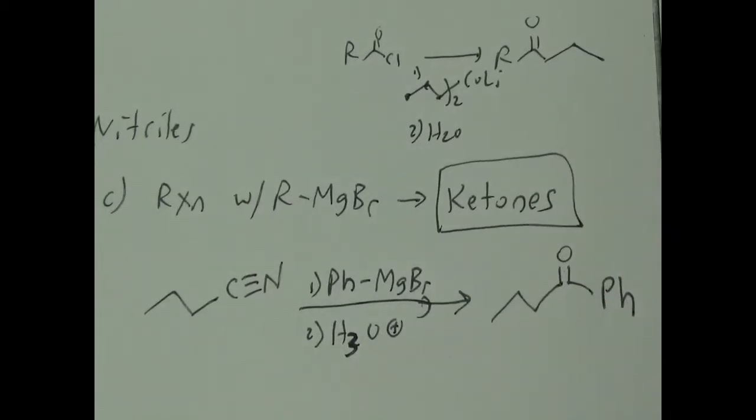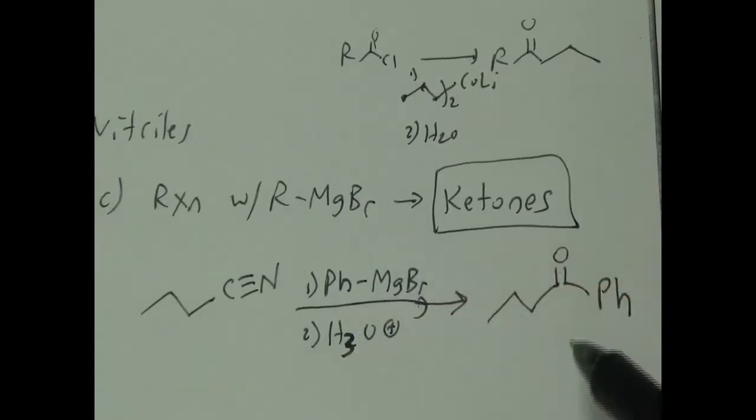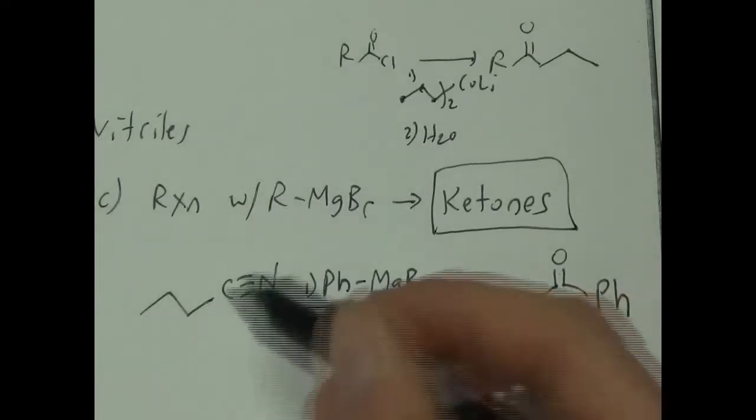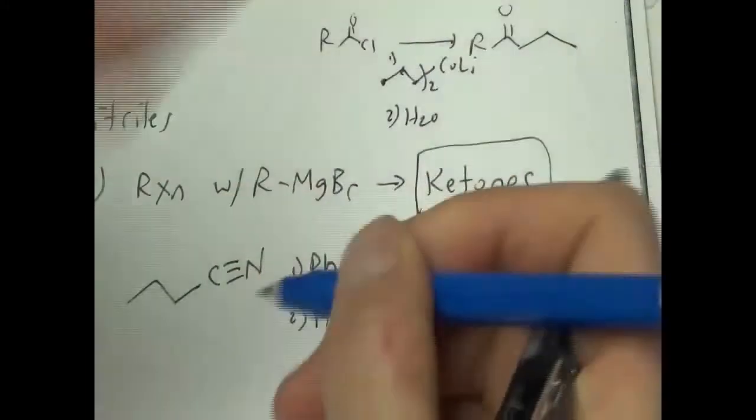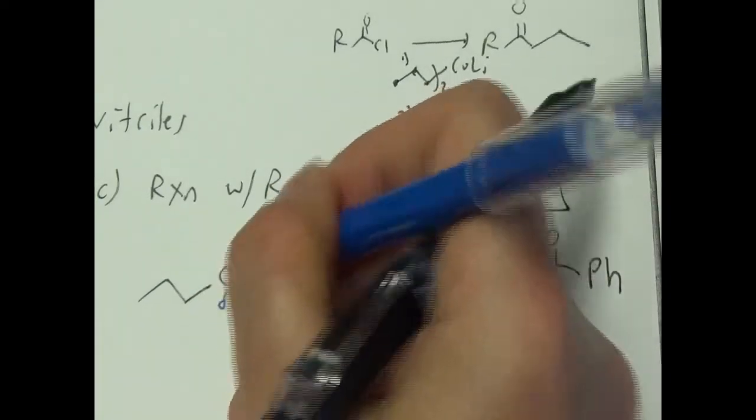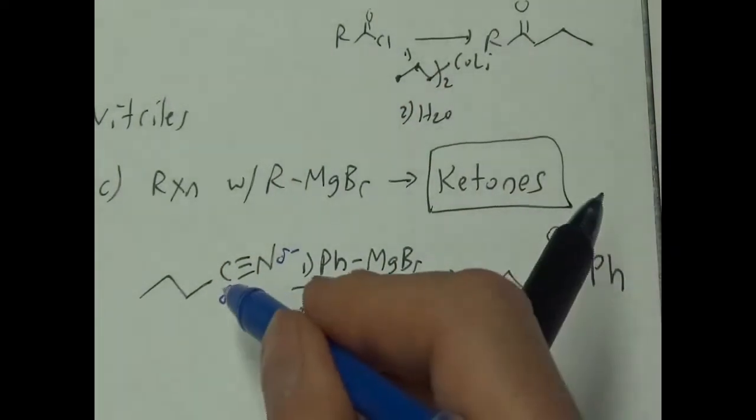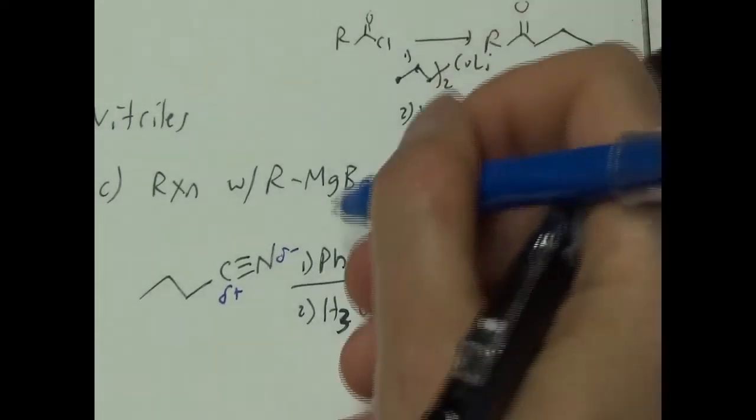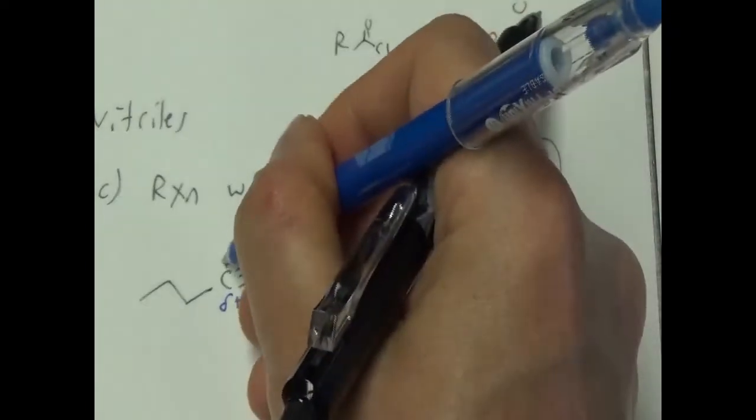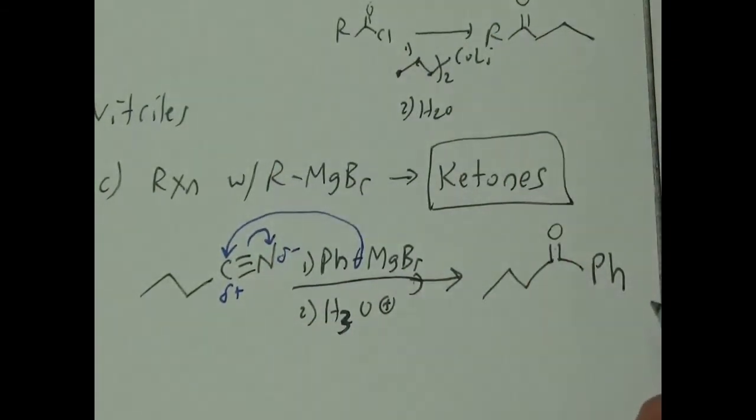Okay, so how does this all work? Well, what do you think the first step is? What do Grignards do to things? They are nucleophiles, and that's an electrophile. So this is delta minus, delta plus, right? So the carbon is electrophilic, that's nucleophilic. So the way I like to do it is I circle the bond and then I go attack. Kick electrons up onto nitrogen. And what does that give us?